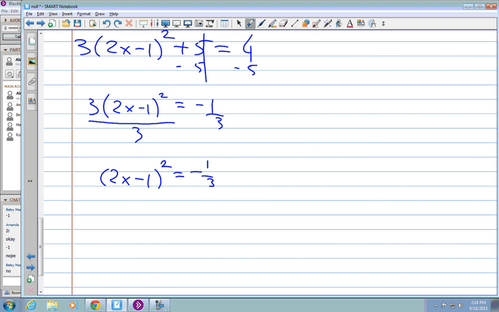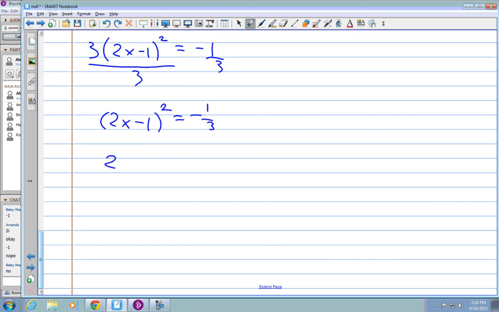Is that okay? All right, so now we have everything under the square equals a constant. So what do we do now? Square root, throw in plus or minus. So 2x minus 1 equals plus or minus the square root of negative 1/3. Okay? And you really have to do a lot of work about that negative 1/3, because there are a few things that are wrong with it.